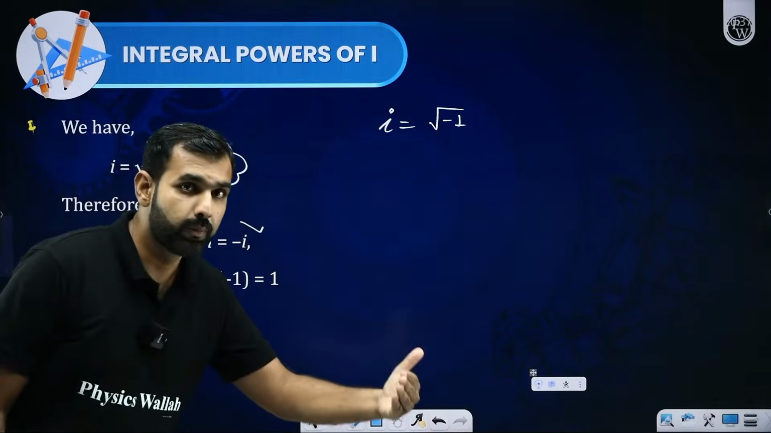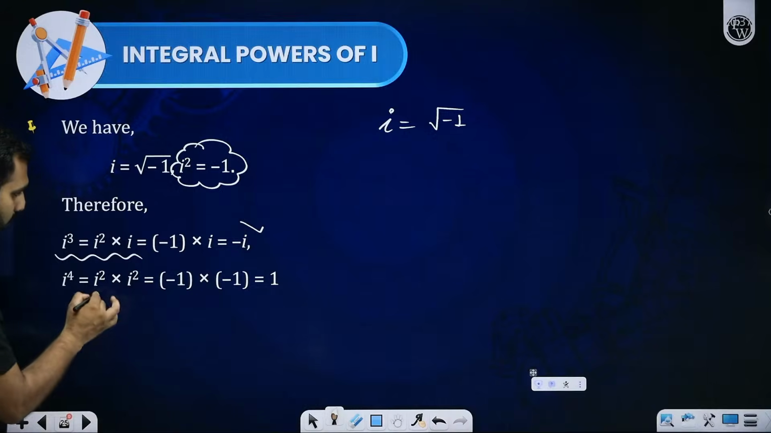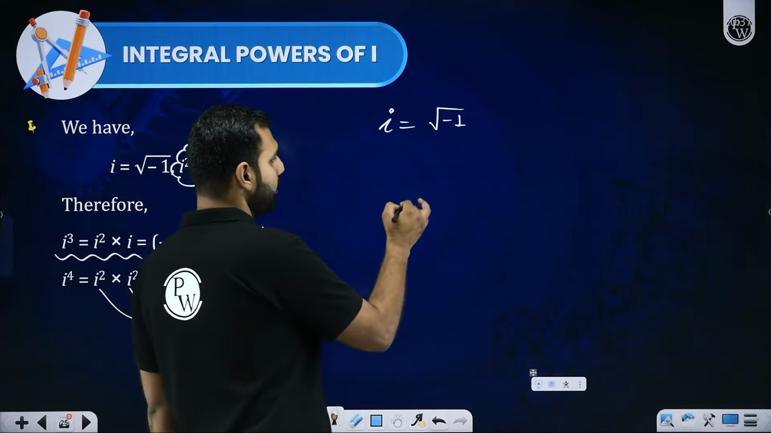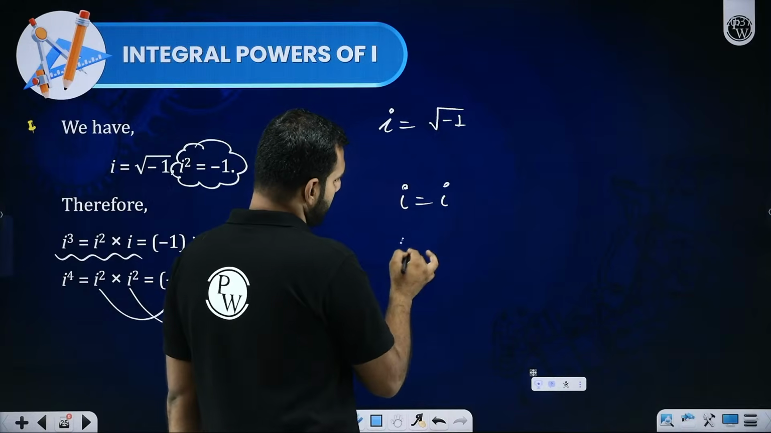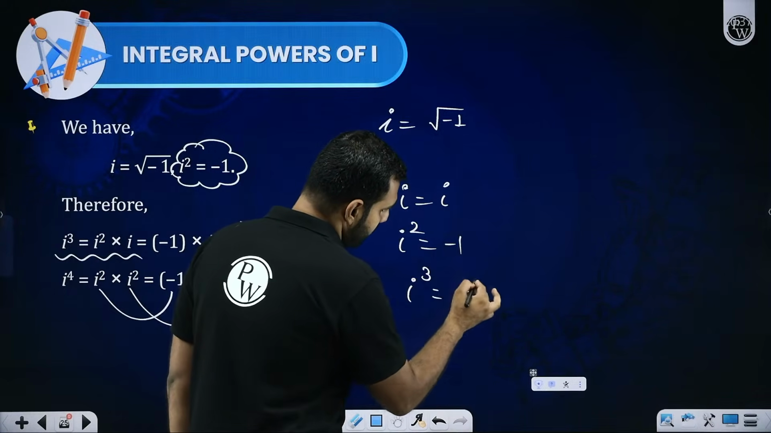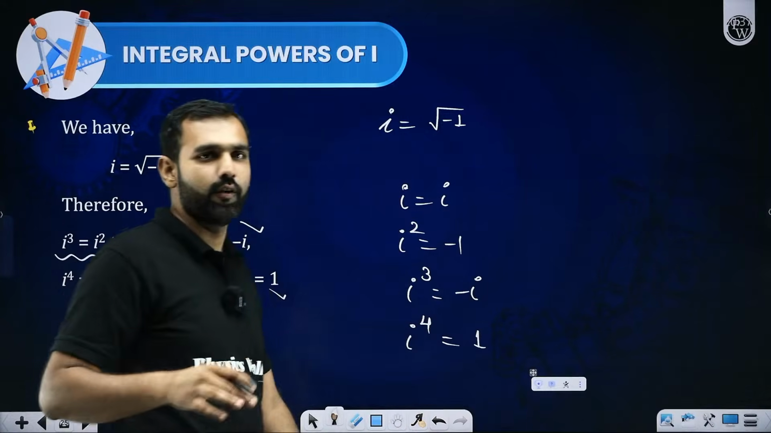What will be iota to the power 4? Iota to the power 4 will be iota square into iota square. Iota square is minus 1, so minus 1 into minus 1 is plus 1. So three things I'm asking you to remember. Iota is iota. Iota to the power 2 is minus 1. Iota cube is minus iota. And iota to the power 4 is 1. Now it follows this cyclicity of 4.